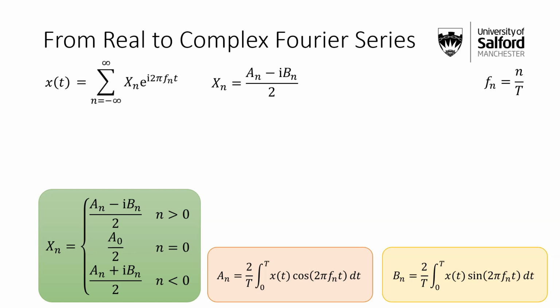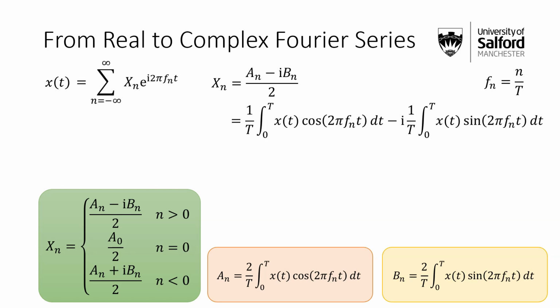And if we just substitute in the definitions for an and bn, we can end up with these two things. What's happened is the 2 over T has turned into a 1 over T because it's been divided by 2, and the bn has got a minus i in front of it. If you look at those terms, you can recognise that inside the first integral is a cosine, and then we've got minus i times a sine in the second integral, and they're both the same frequency, so we can use cos minus i sine to bring those together into an e to the i complex exponential form.